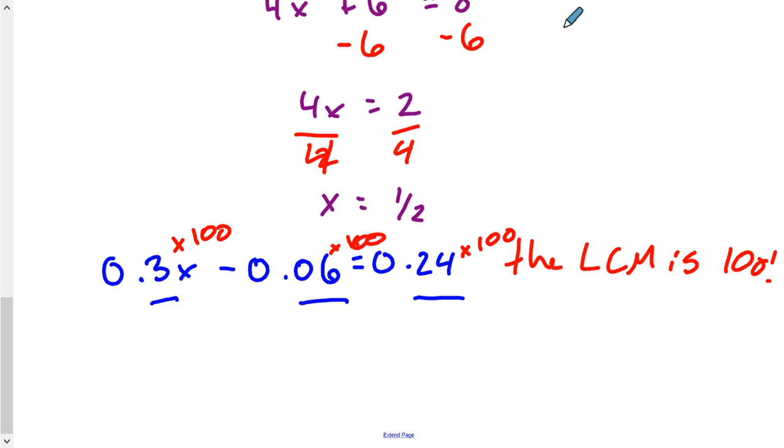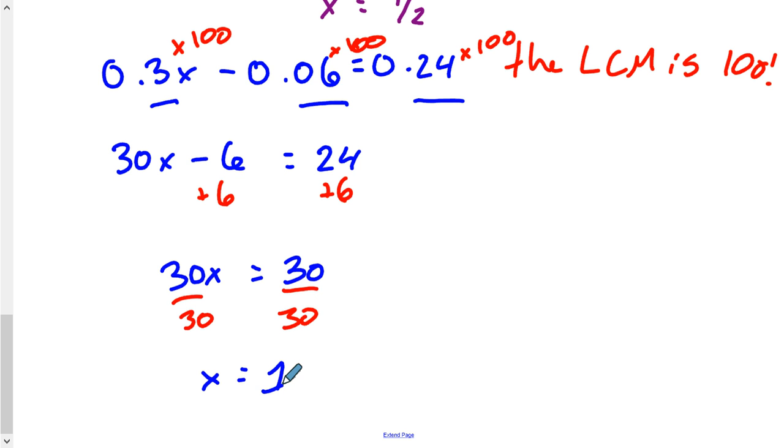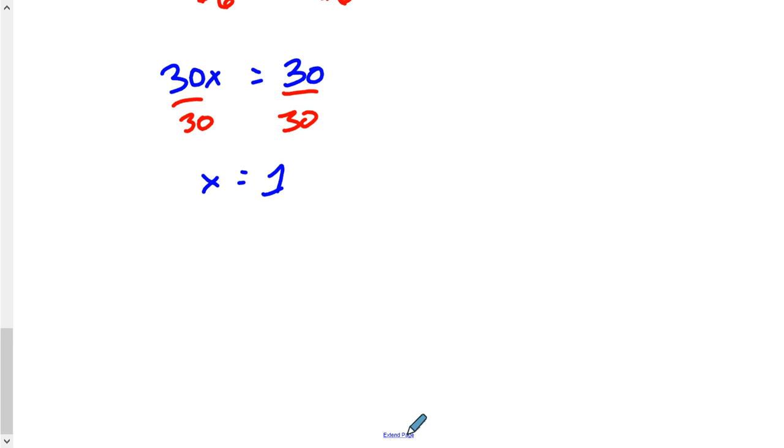So that'll leave us with 30, sorry, 30x minus 6 is equal to 24. So we will add 6. We'll have 30x is equal to 30, divide by 30, and x is equal to 1. Okay. Make sure to always solve for the variable in the practice questions that you're given, and they should be helpful. I'm going to do one more example with fractions.